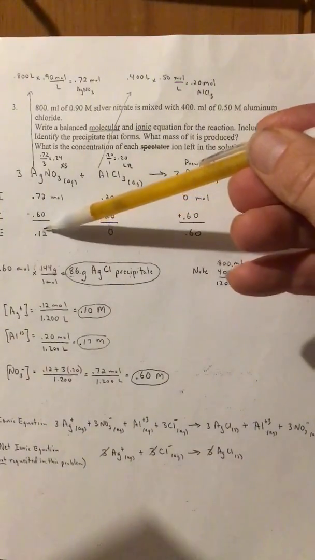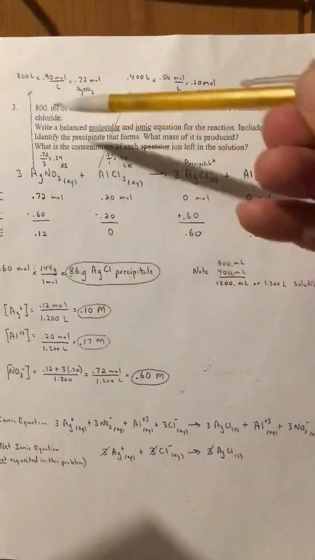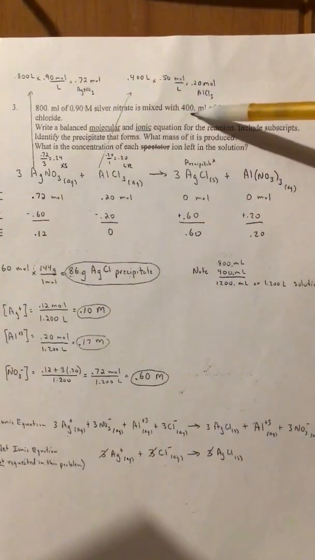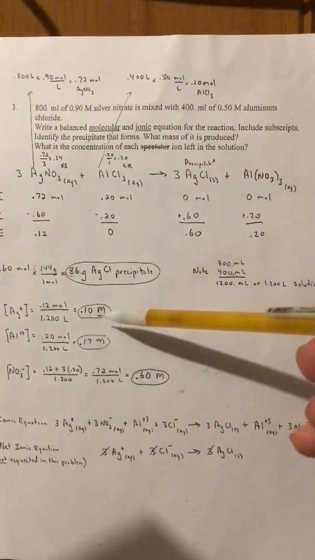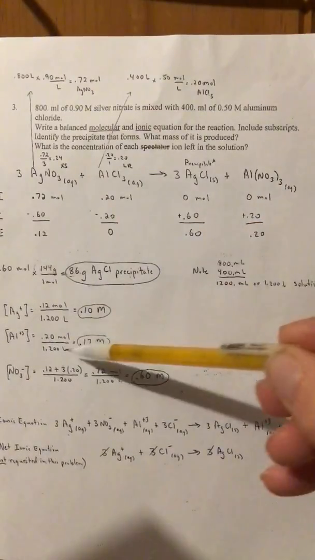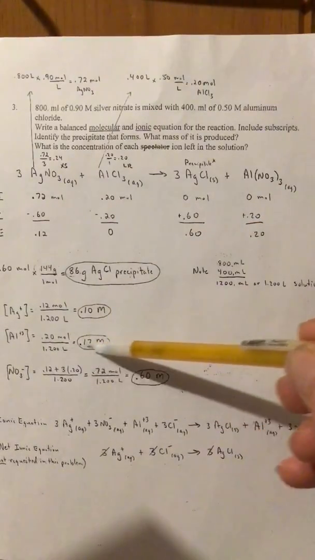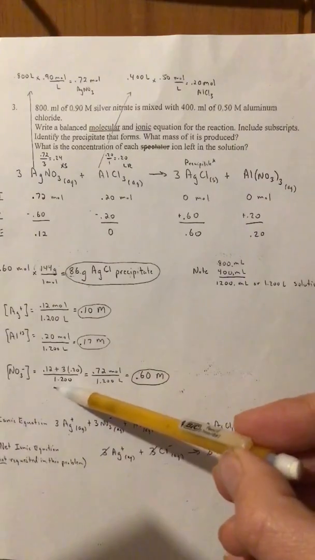I take the 0.12 moles, divide it by the total liters in solution, which is this 800 plus 400, which gives 1,200 milliliters or 1.2 liters, and I get 0.10 molar. With the aluminum, I do the same type of thing, except I start with a 0.20, divide that by 1.20, and get 0.17 molar. And now with the nitrate, I have a couple sources of it.